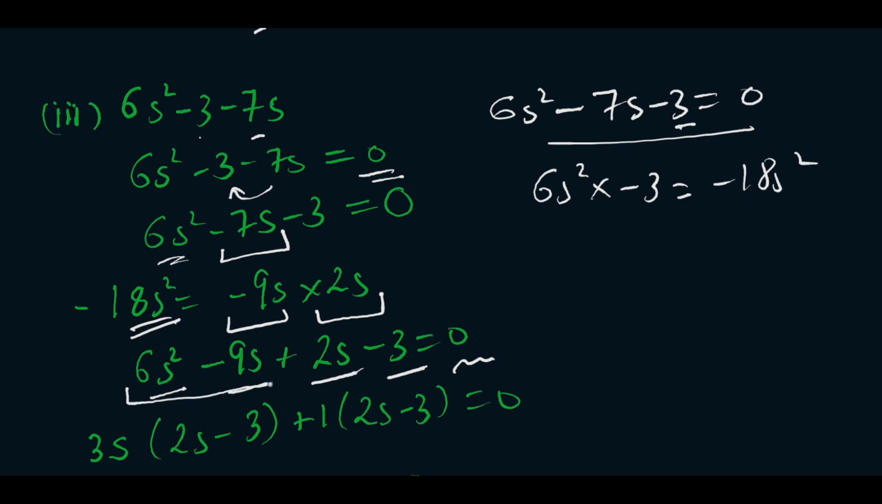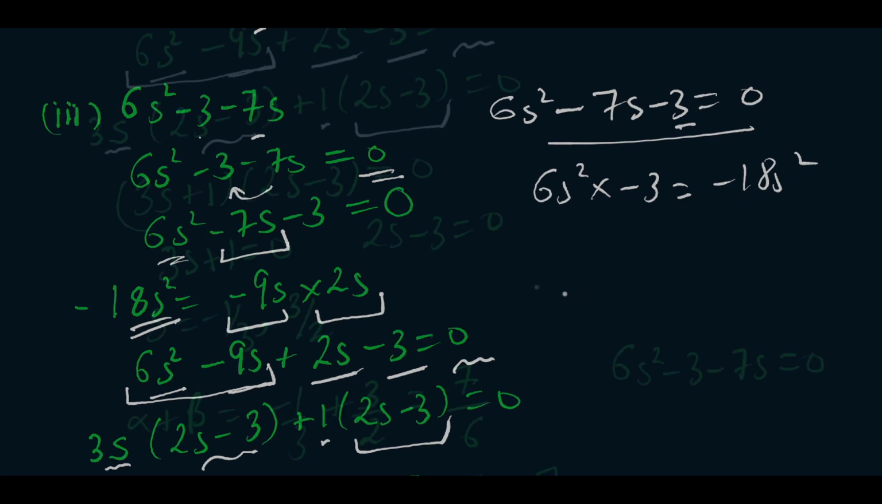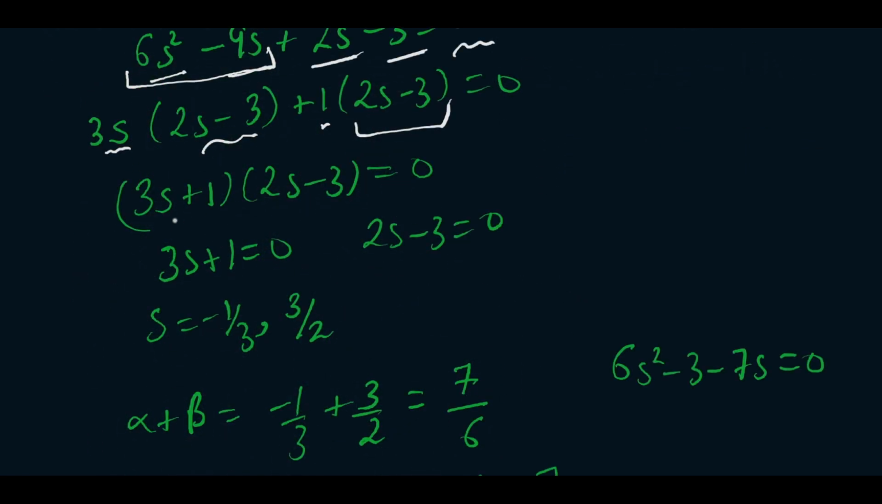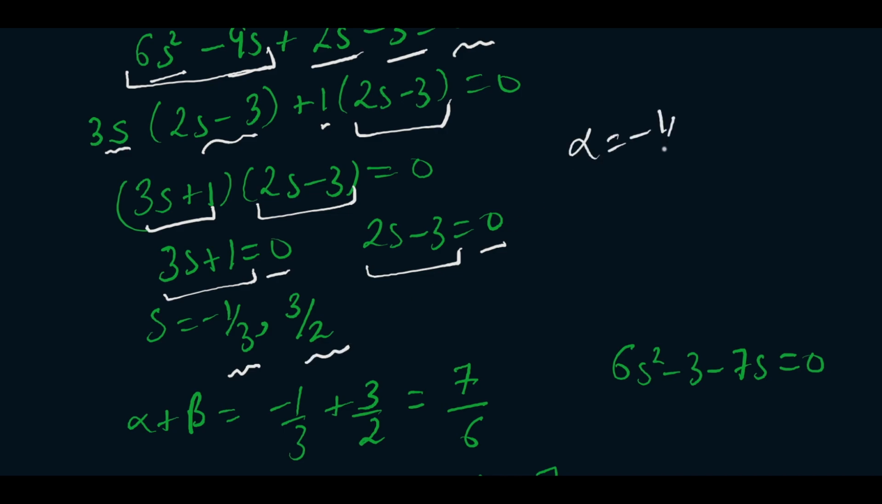In the first two terms we take 3s common, we get 3s times 2s minus 3, plus 1 times 2s minus 3. So we get 3s plus 1 times 2s minus 3. So 3s plus 1 is equal to 0 and 2s minus 3 is equal to 0. So the zeros are s equals minus 1 by 3, 3 by 2. So our alpha is minus 1 by 3, beta is 3 by 2.